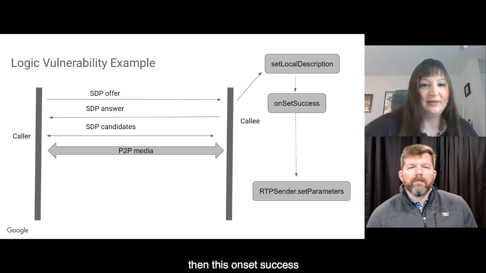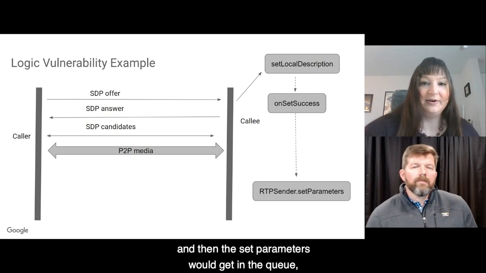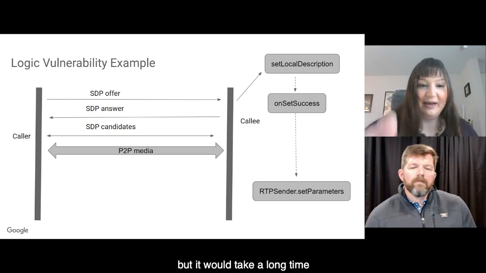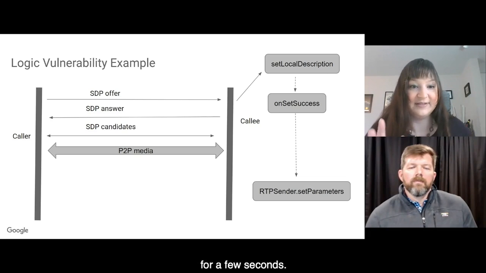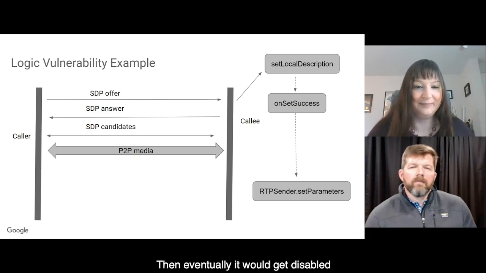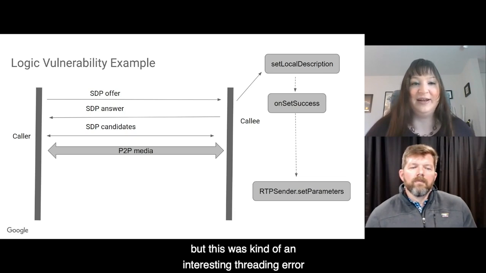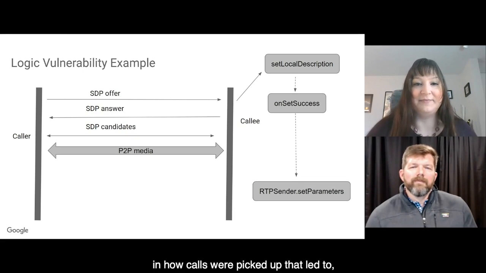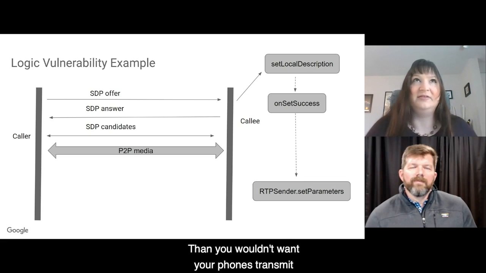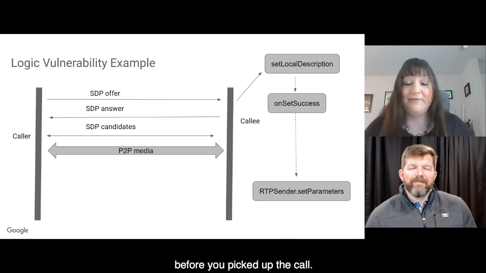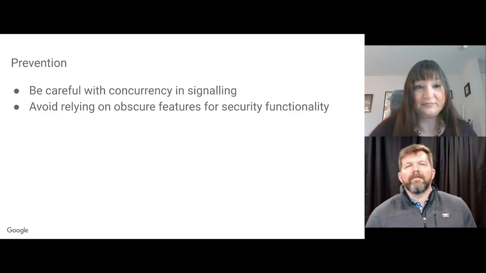Then this onset success and then the set parameters would get in the queue, but it would take a long time for it to get to the end of the queue. So it would basically start transmitting video for a few seconds, then eventually it would get disabled. But this was an interesting threading error in how calls were picked up that led to a few more photos than you would want your phone to transmit before you picked up a call.